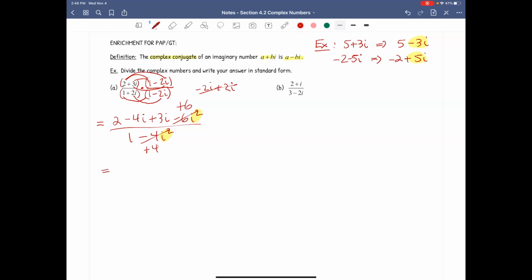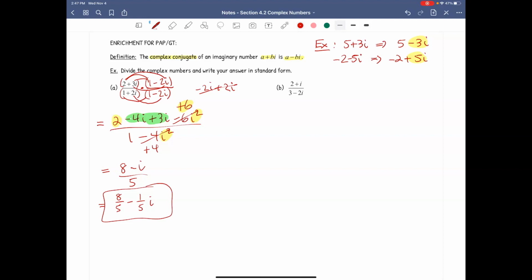In the numerator, I have a 2 and a positive 6. That's going to add together to give me 8. And then the imaginary terms in the numerator are going to combine to give me a -i. In the denominator, we have 1 plus 4, which will give me 5. Now we want to write this in standard form, a plus bi. What we're going to do here is called splitting through the numerator to write this as two fractions. So 8 over 5 minus 1 over 5 multiplied by i, that is going to be our final result.